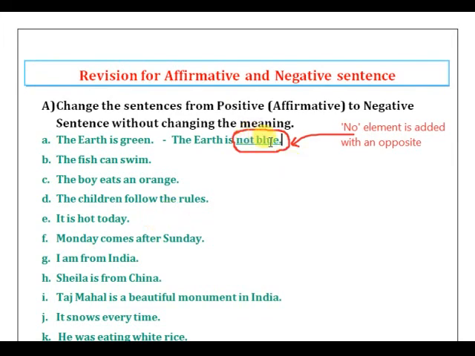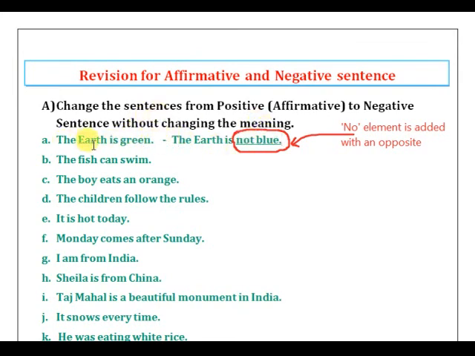When we carefully look at the sentence, we see two changes. The first change is that there is a negative element added to the sentence. The second is that we have taken the opposite of green as blue. So many of you will think, why should green become blue? It could be red, it could be black, it could be yellow, it could be white, it could be anything. I would like to tell you that it could be any color of your choice, but the only condition is that it should be an opposite.